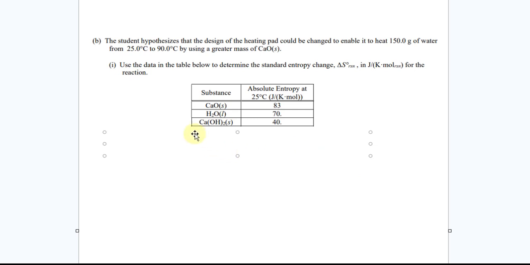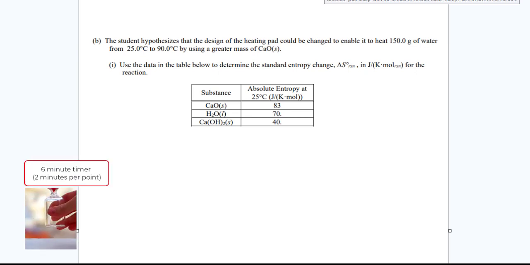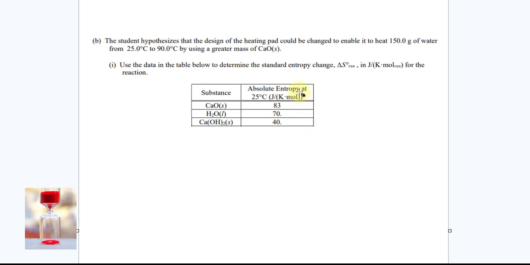Here's the question. A student hypothesizes that the design of a heating pad could be changed to enable it to heat 150 grams of water by using a greater mass of calcium oxide. Use the data table below. Okay, I'm looking at it. It's an entropy table. Now, entropy, they didn't put the symbol S. That's interesting, but you should immediately think, okay, entropy, and it's got joules per Kelvin mole. So this is not enthalpy. First of all, we've got joules, and then, of course, we've got per Kelvin.